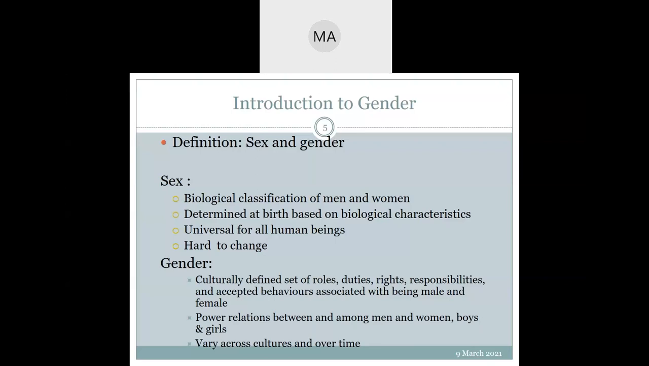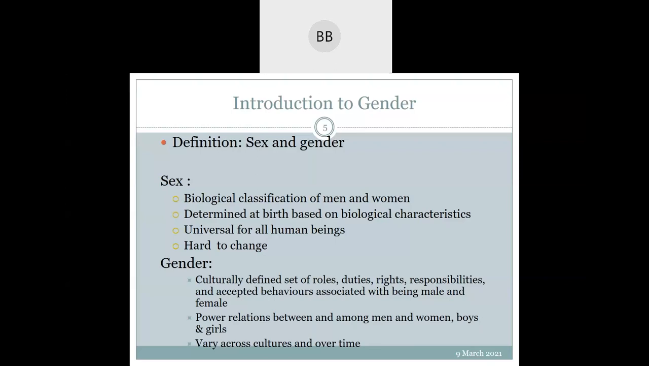So being submissive to people, and being aggressive in the case of men, are acceptable, and that also causes imbalance between power relation of male and the female. And at the same time, it varies across cultures and over time.